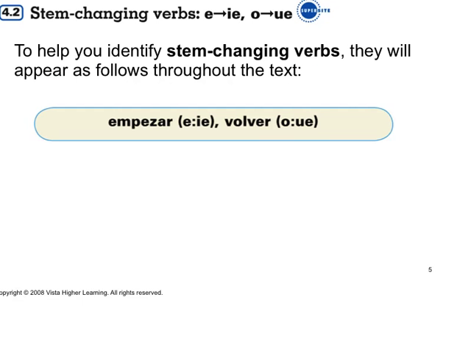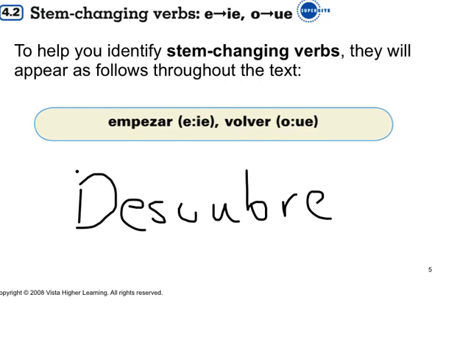So, clase, within our textbook, Descubre, remember what descubre means. You will know if a verb stem changes because in the dictionary or other parts of the text, you're going to have in parentheses E to IE, O to UE, and we also have one more stem changing group, that's E to I, and that's coming up in another video. I'll explain that to you. It's very, very similar, but it uses different verbs.